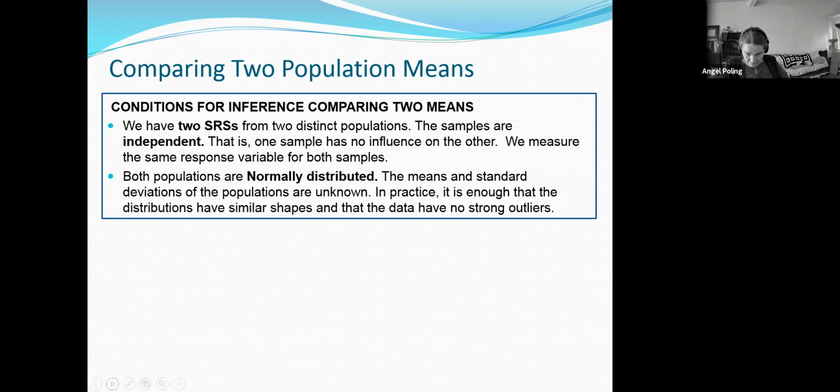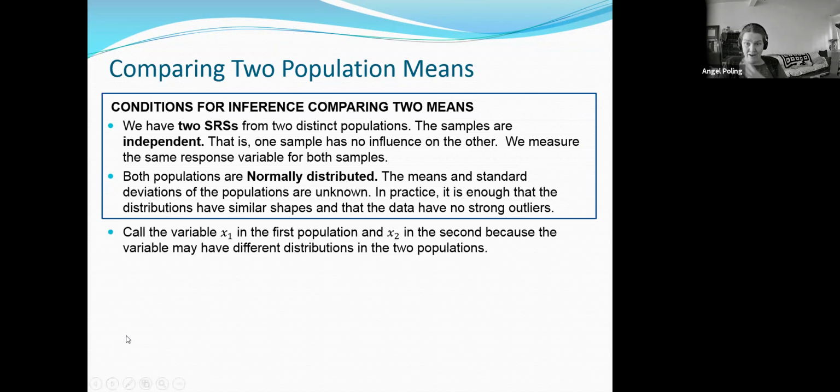Okay, so call the variable x sub 1 in the first population and x sub 2 in the second population, because the variable may have different distributions in the two populations. So these are probably x bars that we're looking at, but I'm not sure. They don't have x bars, so we'll just call it x sub 1 and x sub 2. And I'll probably even just call x1 and x2 as something.